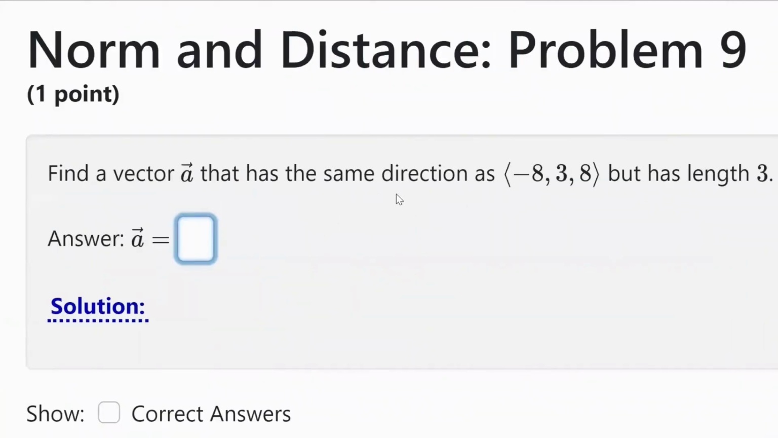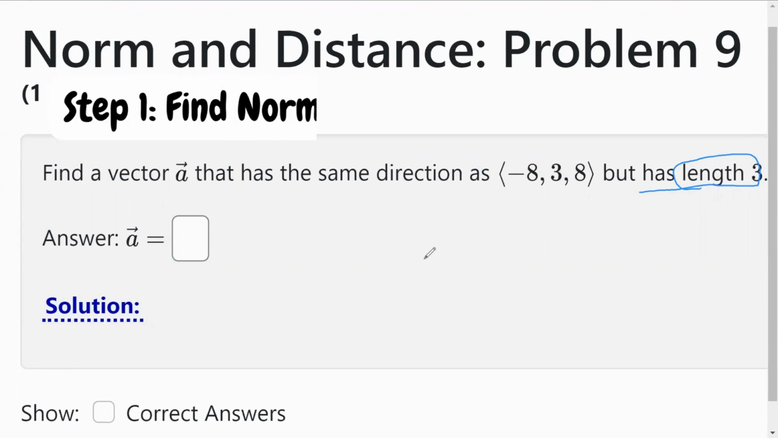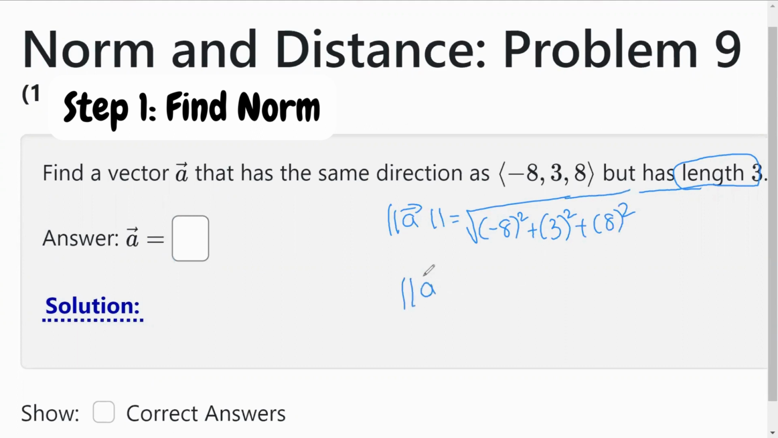Okay, guys, let's see this question. They're asking, find a vector A that has the same direction as the vector -8, 3, 8, but has length 3. So how do we find a vector like that? The rule is first we find the norm of A, just like we did in our previous questions. So it's going to be -8 squared, which is positive anyway, but I'm going to write it down, plus 3 squared plus 8 squared, and square root of all of them.